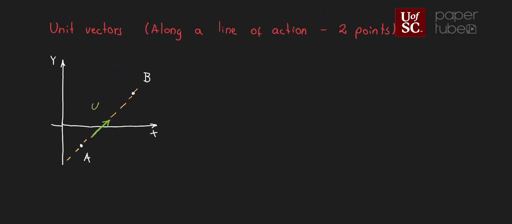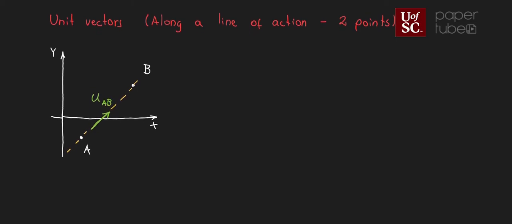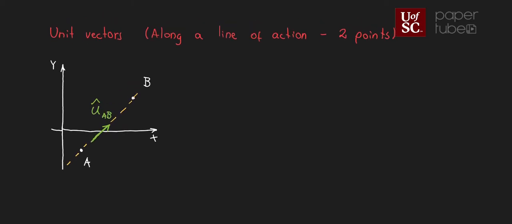A unit vector AB. Remember that hat indicates that it's a unit vector, and the AB is from A to B. Now, where do I draw that unit vector really is not important, because you can slide the vector along the line of action. It wouldn't make any difference, right? All right, so how do I do that?